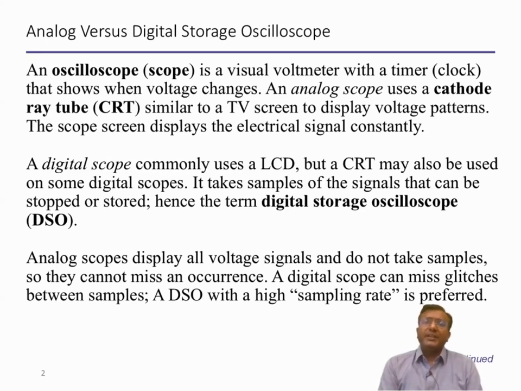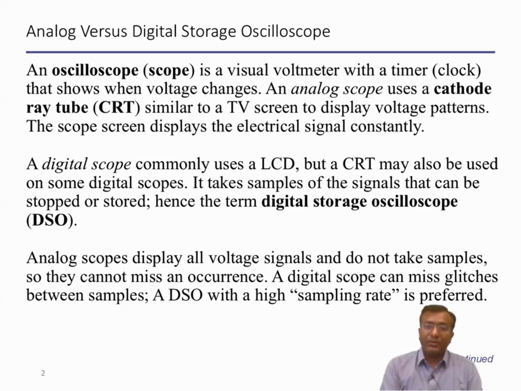An oscilloscope is a visual voltmeter with a timer that shows when voltage changes. An analog scope uses a cathode ray tube, CRT, similar to a TV screen to display the voltage patterns. The scope screen displays the electrical signals constantly. And the digital oscilloscope commonly uses an LCD, but a CRT may also be used on some digital scopes. It takes samples of the signals that can be stopped or stored, hence the term digital storage oscilloscope.